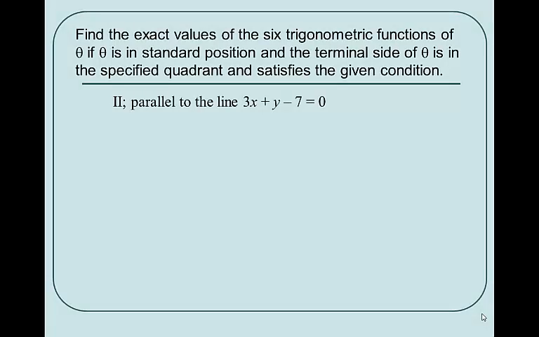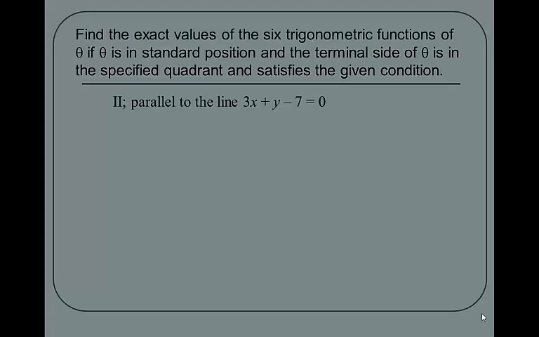This time the terminal side of the angle is in quadrant 2, and it's parallel to the line 3x plus y minus 7 equals 0. That's not a whole lot different than what we've already done. The only difference is the line that we give you isn't actually on the terminal side of the angle, but it's parallel to it. Our terminal side is still going to come out of the origin. What we need to extract out of this is slope, because if it's parallel to it, then our terminal side will have the same slope as this line. If it has a slope, well then of course we have your tangent.